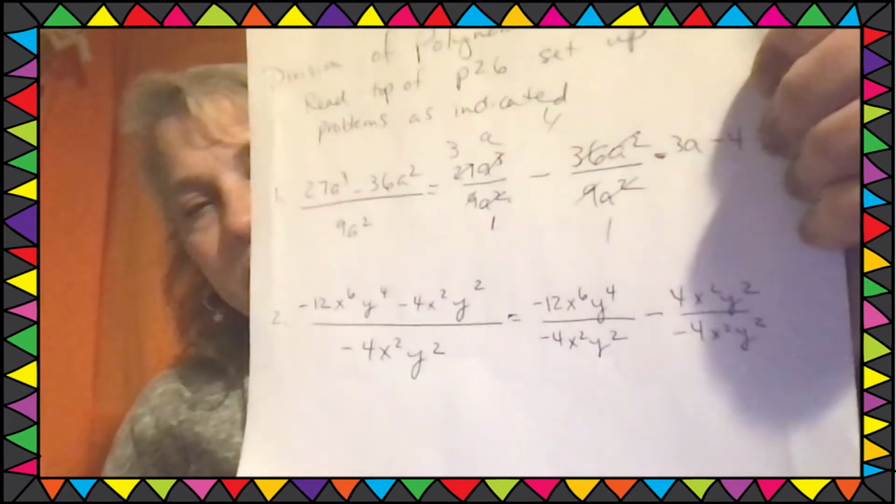And that's how I do all of these. Okay, so the next one, we're going to do negative 12x sixth y to the fourth over negative 4x squared y squared, minus 4x squared y squared over negative 4x squared y squared. Okay, so those are my two fractions.